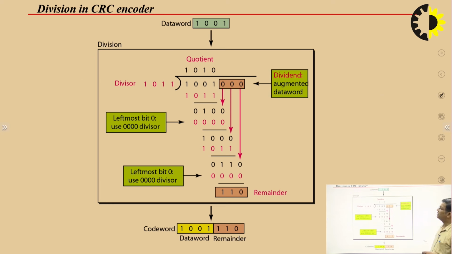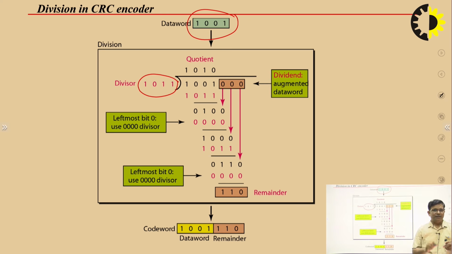So this is the CRC method, cyclic redundancy check. In cyclic redundancy check, there is a division operation. For example, this is the data word. The data word is the actual data which we want to send to the receiver. This is a divisor.